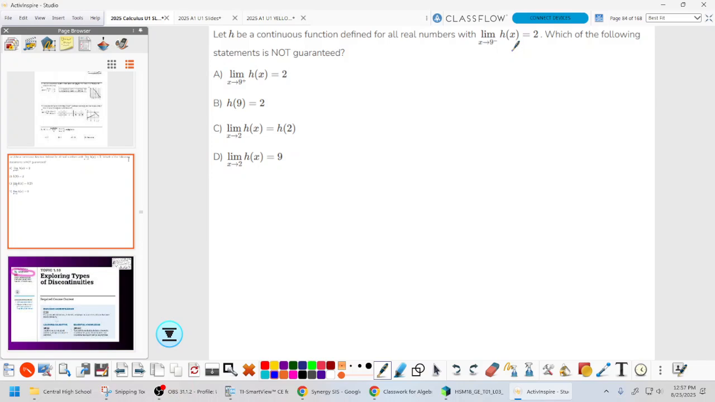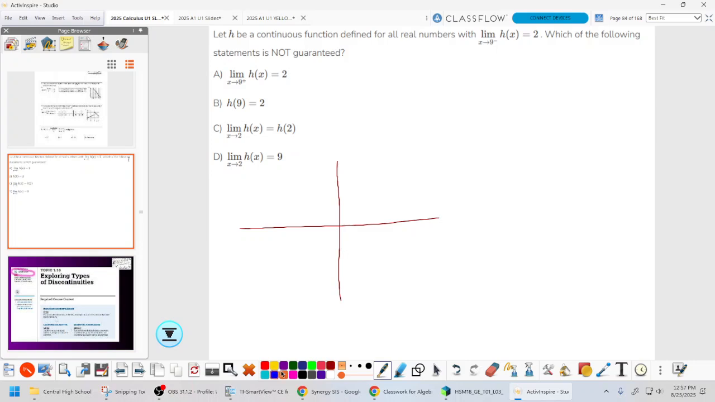So continuity, you see the words "let h be a continuous function." What do you know about it at this point? It didn't have any holes or asymptotes or something. Okay, no holes, no asymptotes. Well, it could be continuous on an interval instead of the whole real number system, but so sometimes, like, here's kind of what Trevor brought up.